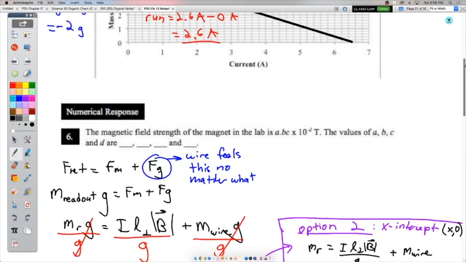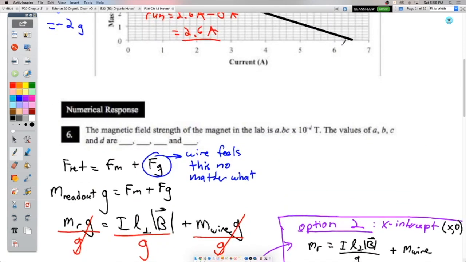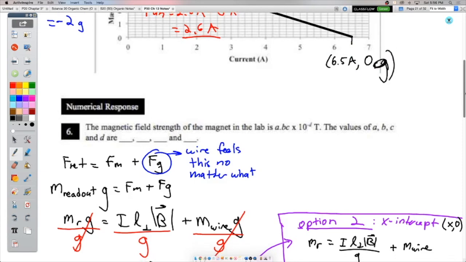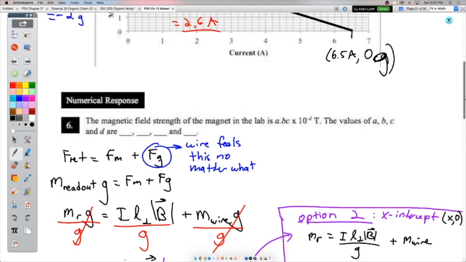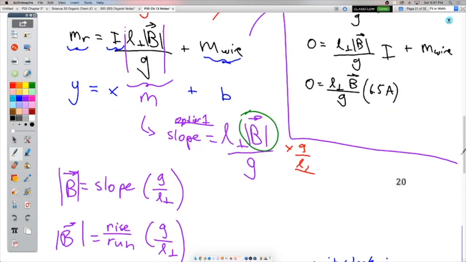So looking at this one, it looks to me about, okay, so this is 6.2, 6.4, and it's about halfway to 6.6. So this is the point, 6.5 amps and 0 grams on the mass readout, okay? So 6.5 amps. So we have that. 0 is equal to the length of the wire times the magnetic field strength over gravitational field times, now we have a point. We have an x. It's 6.5 amps, right? Plus the mass of the wire.